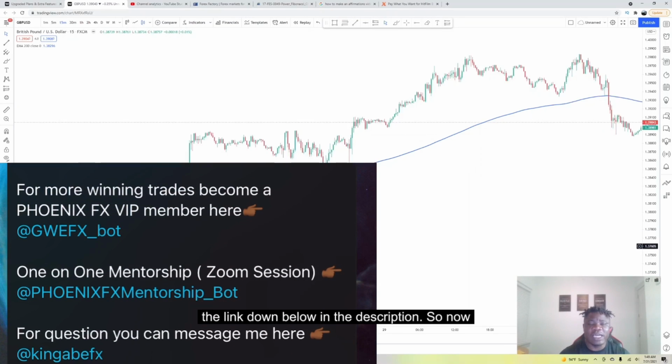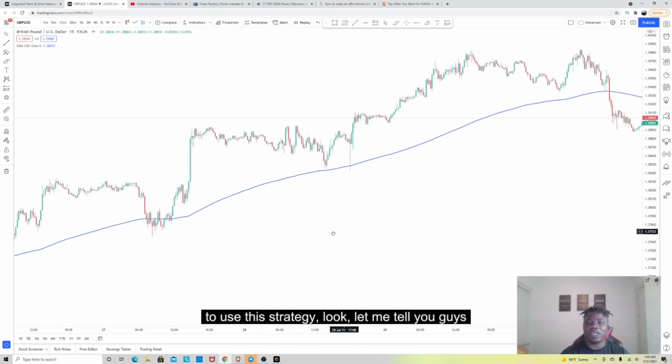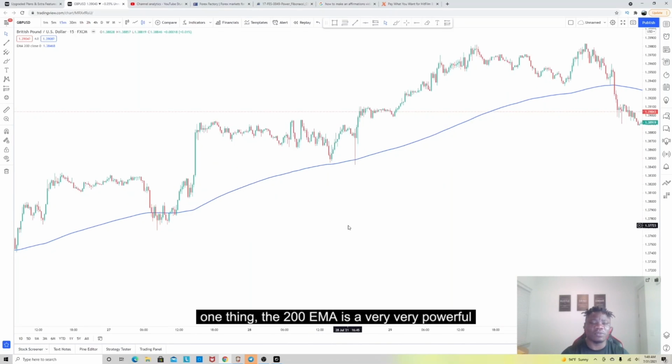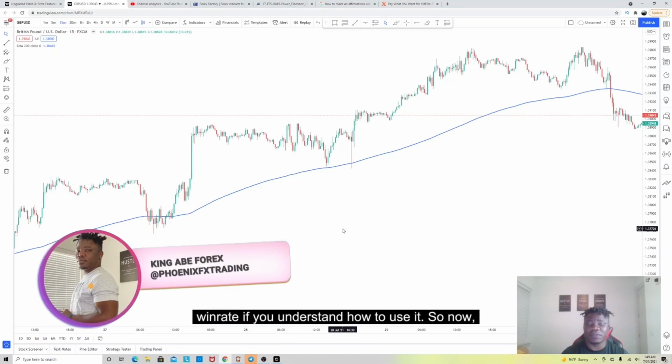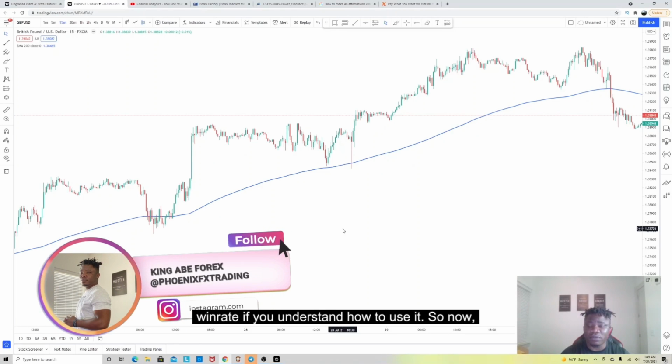Now, to use this strategy, let me tell you one thing. The 200 EMA is a very powerful indicator to use. It has a very high win rate. Everybody knows that. If you've been trading for a while, you definitely know that the 200 EMA by itself has a very high win rate if you understand how to use it.